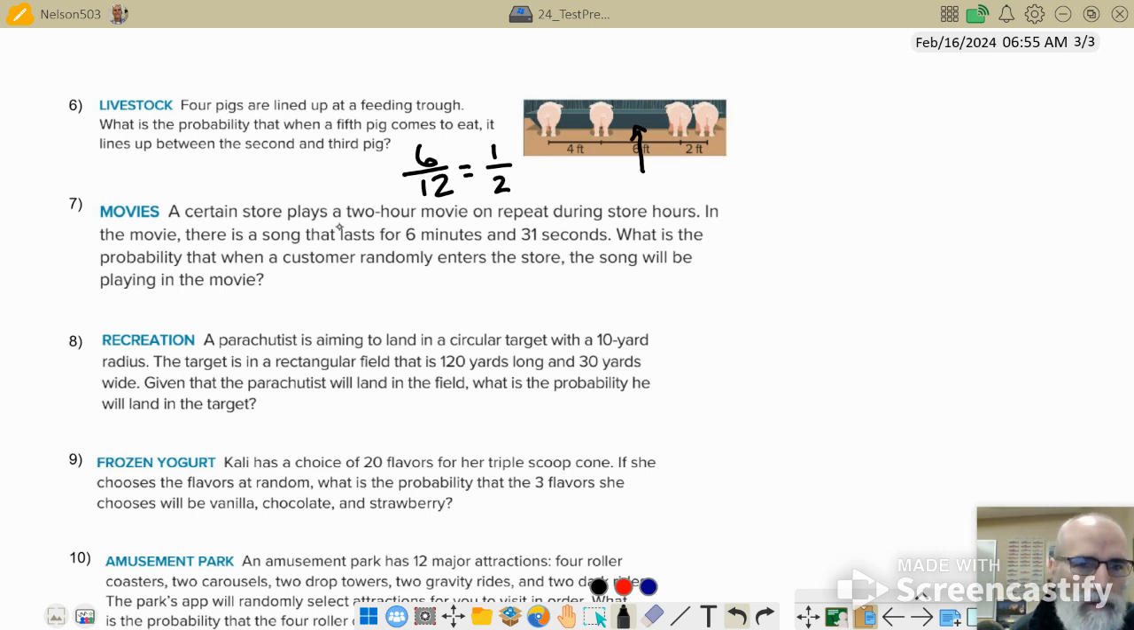A certain store plays a movie on repeat, and there's a song in it that you really like, and you want to know what's the chance that you're going to show up during that song. So the movie is 2 hours long. And the song only plays for 6 minutes and 31 seconds.